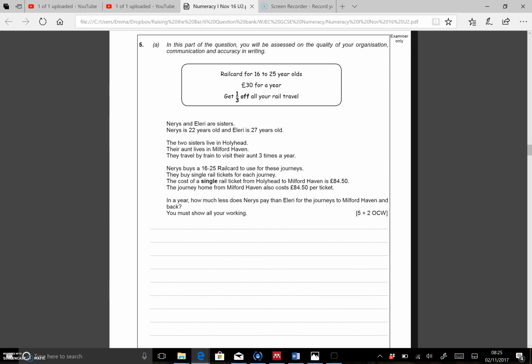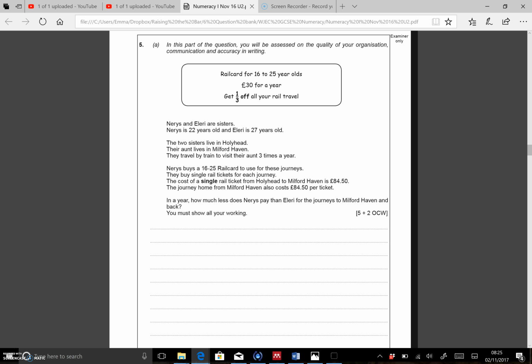Okay, so this is question 5 on the Unit 2 numeracy paper from November 2016. And it's a written communication question. It says quite clearly at the top, in this part of the question, you'll be assessed on the quality of your organisation, communication and accuracy in writing. And that's worth 2 marks out of the 7 available for this question.